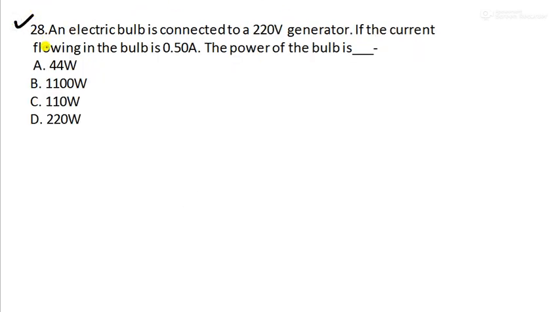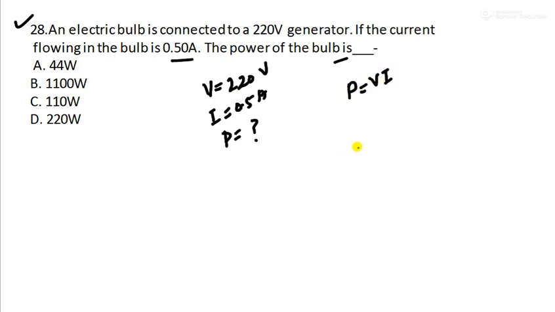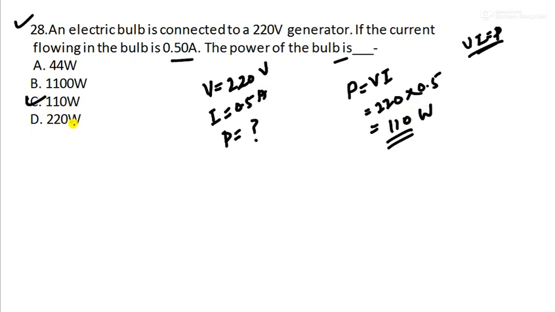So this is our question number 28. An electric bulb is connected to 220 volt generator. If the current flowing through the bulb is 0.5 ampere, the power of the bulb is dash. So write the data first. Voltage is 220 volt, current is 0.5 ampere. They have asked power. So we have a formula, power is equal to V into I. Okay, you can remember this as VIP, where V into I is equal to P. Okay, so voltage is 220 into current is 0.5. 220 into half is how much? 110, 110 watt. So option number C is the right choice. Okay, got it?